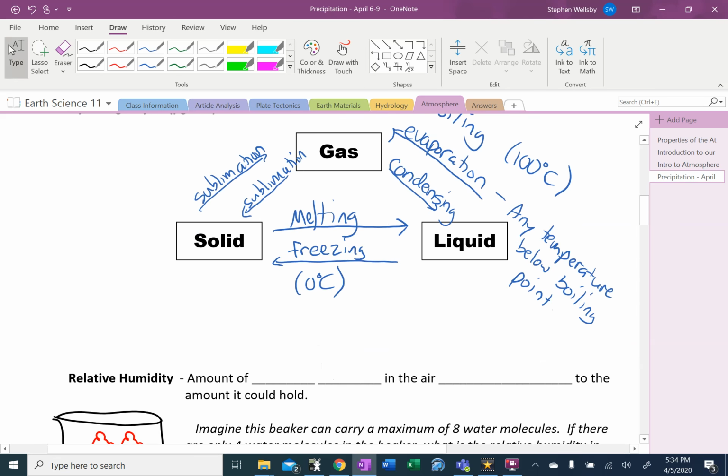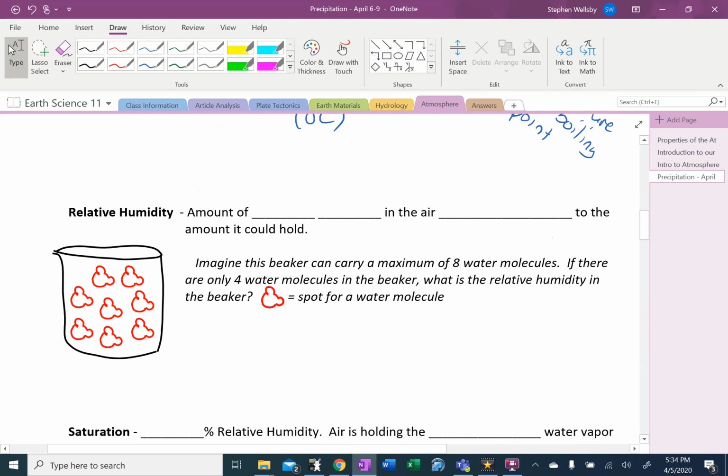Okay, so this should be very familiar to us from previous years of high school. Now, going on to relative humidity. Relative humidity is something that you'll need to know in terms of learning about precipitation, which is this week's topic, or to do with cloud formation, which is next week's topic.